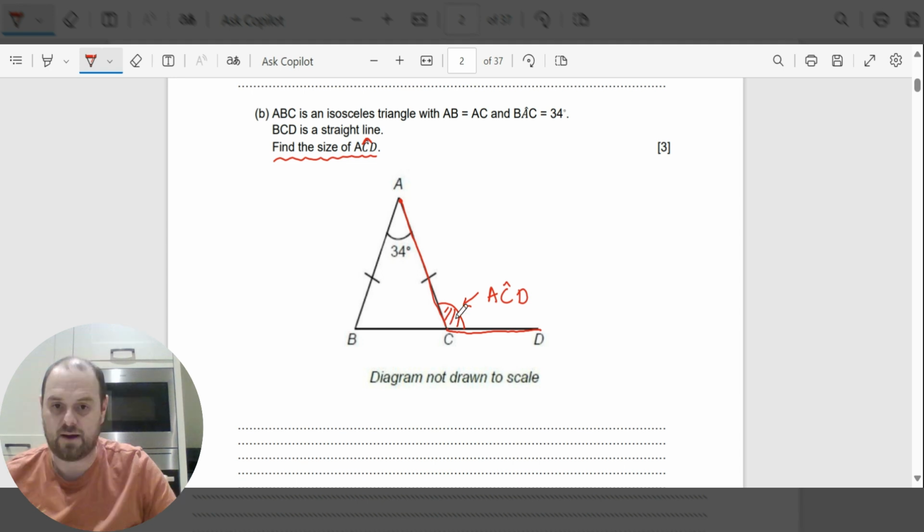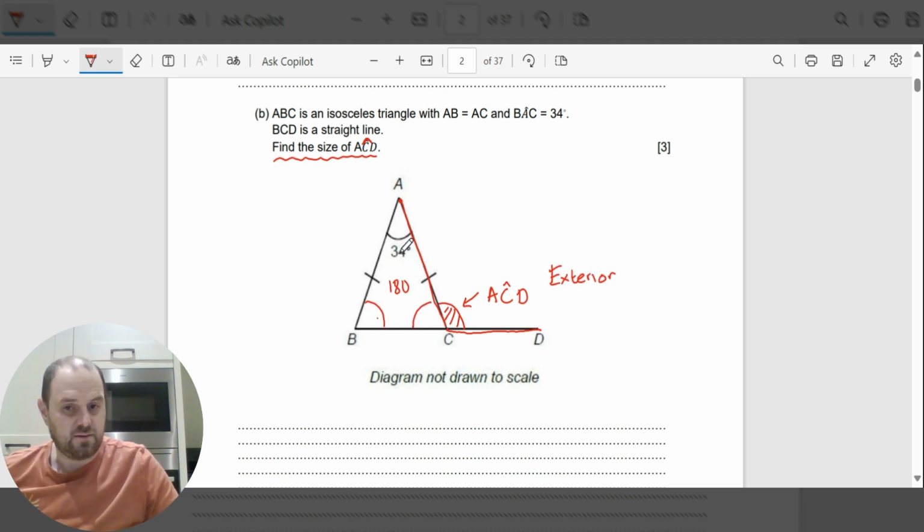Now, to get that one, we can't start. That is an exterior angle, and we'll talk a little more about exteriors in a minute. In order to get the exterior, you're going to need to first know the interior one. So you're going to need to use the rule of triangles adding up to 180, and the fact that these two are equal. 180 take away 34 is 146. Half 146 means these are 73 each.